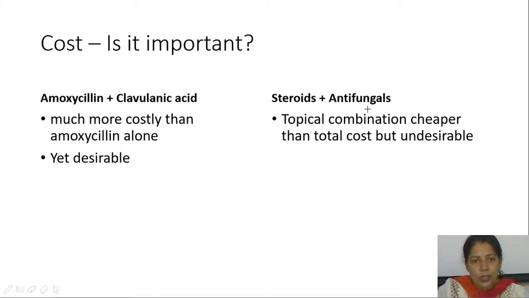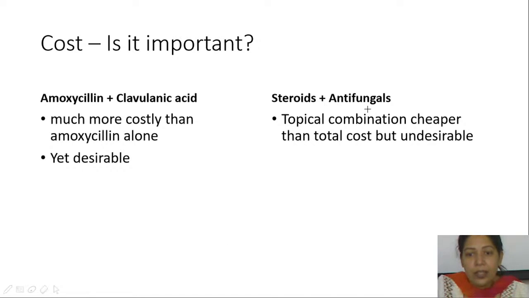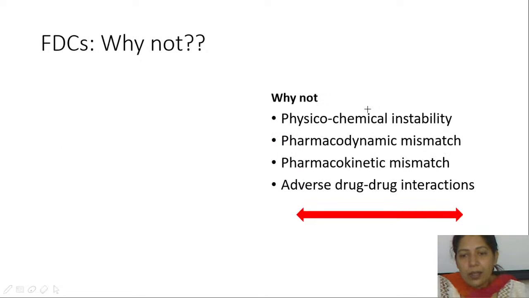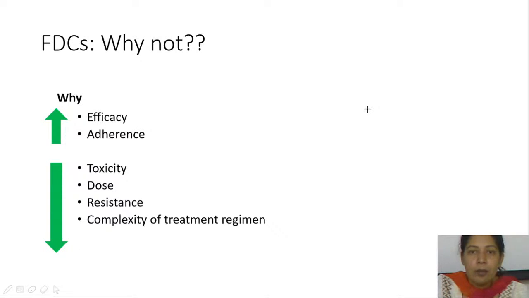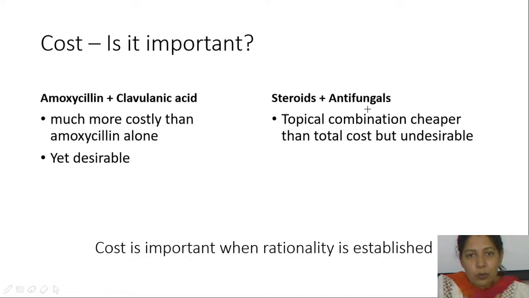So once again, should cost be given any importance? Yes, but only when the rationality is established. And when I say rationality, you look at these factors. So whether any mismatch is there, or it is going to increase any drug interactions, so you look at the pharmacology of the drugs, and then you look at the benefit or potential benefits of the proposed FDC. If the benefit is not significant, but the mismatch is significant, that means the FDC is not rational. So rationality needs to be established before you prescribe an FDC.